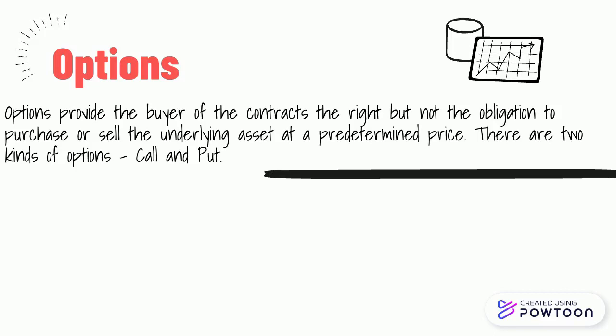A put option, on the other hand, gives the trader the right but not the obligation to sell a given quantity of an asset at a given price. However, to buy any kind of option, you have to pay a premium.